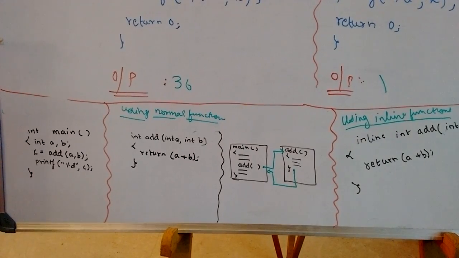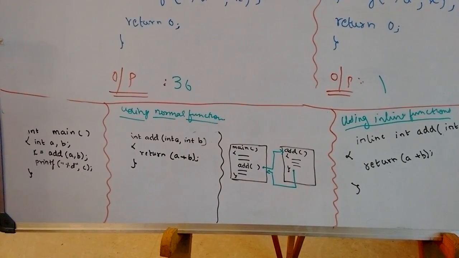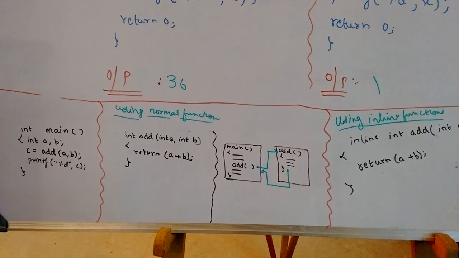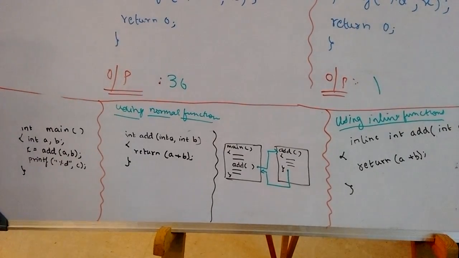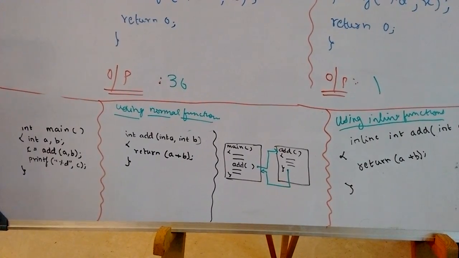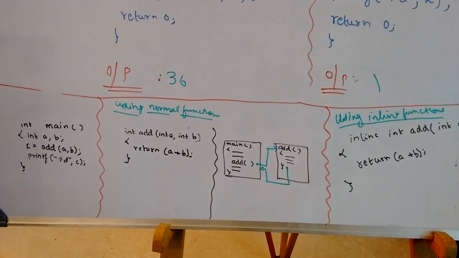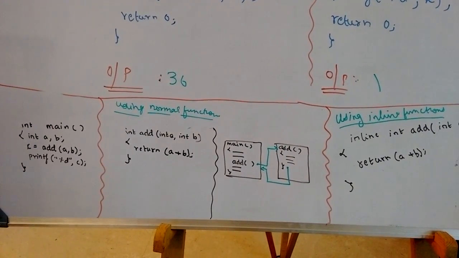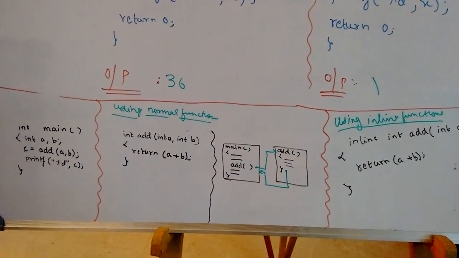When I call add of a comma b, you can see that int add is a normal function. It doesn't have the keyword inline. It will execute and return a plus b. So the control comes out of the add function and comes back to the main function, where printf would be executed. I have shown it pictorially as well. Whenever you call the add function, the control goes to some other part of the memory where the add function is stored. All the lines of the function get executed and then control comes back. This is how normal functions work.